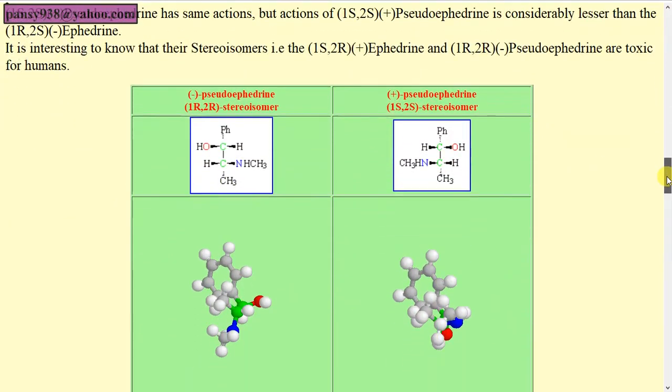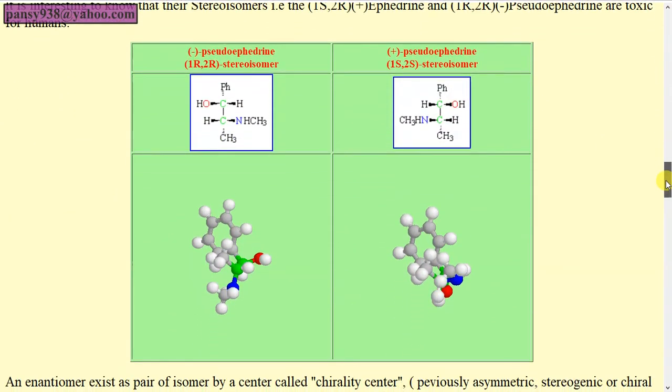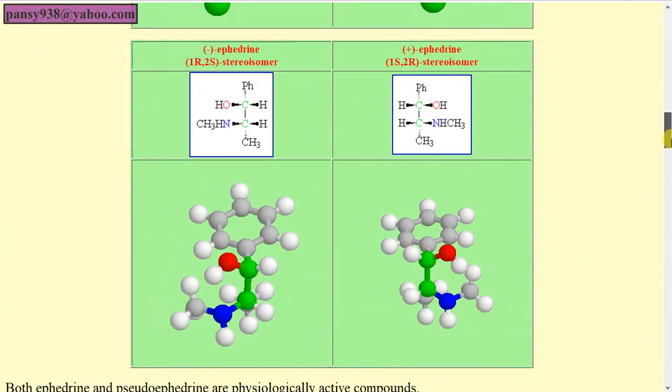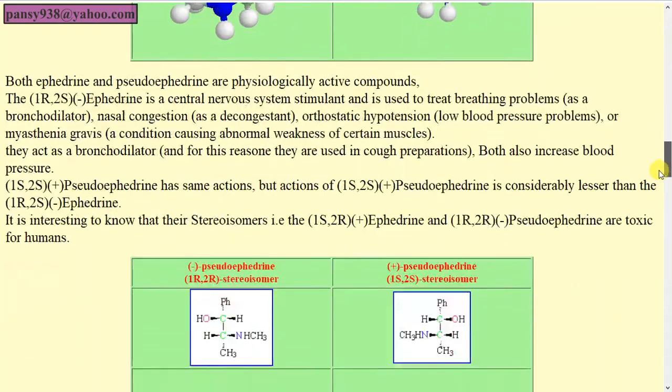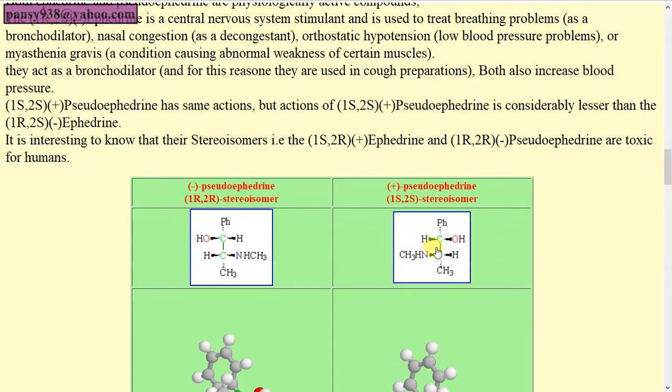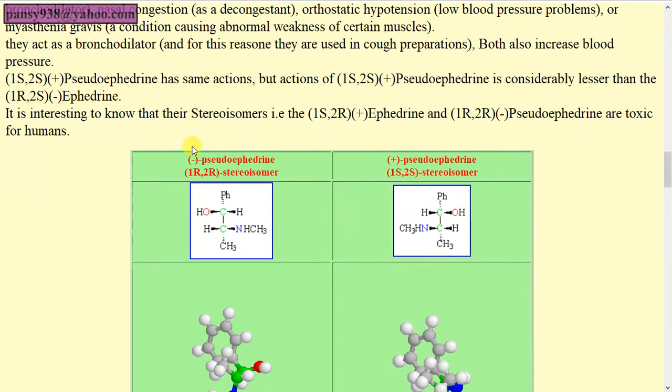Similarly, we have a compound called pseudoephedrine. There is a little difference between ephedrine and pseudoephedrine. We have seen that both the hydroxyl group and the amino chain of the molecule are on the same side, but in pseudoephedrine both are on different sides. One of them is on the right side and the second one is on the left side of the molecule. Again, there are two optical isomers of the compound, the negative pseudoephedrine and positive pseudoephedrine.